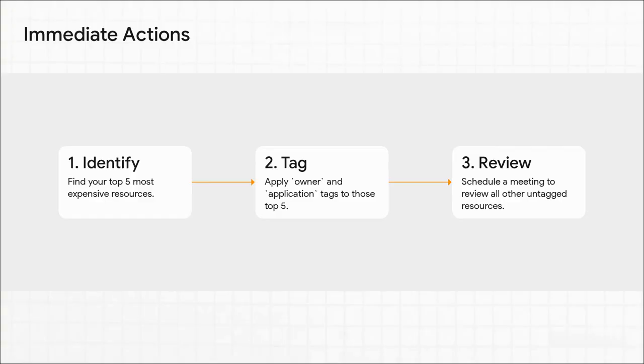First, identify. Go into your cost management portal and just find the top 5 most expensive things. Ignore everything else for now. Second, tag. Just apply 2 tags to those 5 things, owner and application. This will take you maybe 10 minutes. And third, review. Book a 30-minute meeting, put a list of all the other untagged stuff on the screen, and just go down the list with your team. What's this? Do we need it? You'll be shocked by how much money you find.